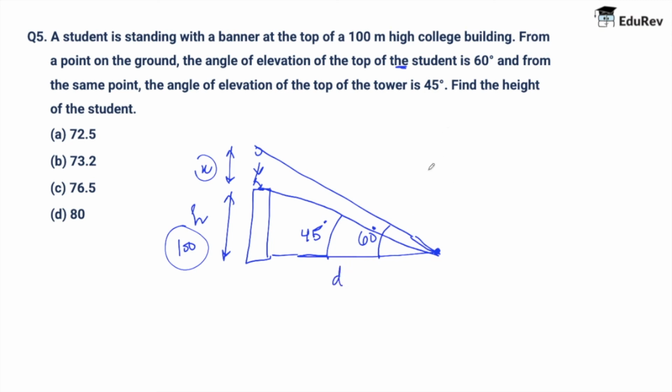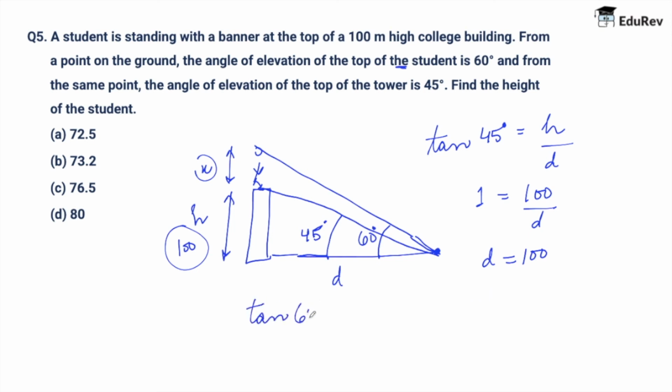Okay. So what we are going to do is, if I write tan 45 degrees, it will be equal to what? H by d. We know that tan 45 is 1. So it will be 1 equal to 100 by d, that is, d equals 100. Now similarly, if I take tan 60 degrees, what will be tan 60? Tan 60 degrees is root 3, and it will be equal to 100 plus x upon 100.